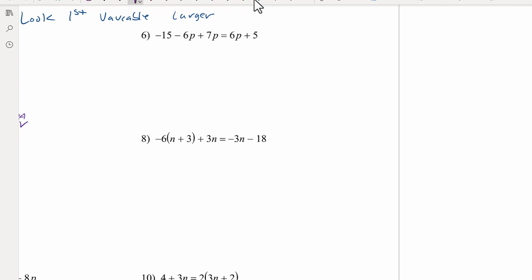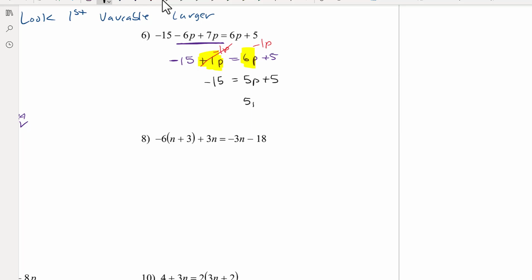All right. So let's see what we have here. First, we need to combine like terms. So now you have -15 plus 1p is equal to 6p plus 5. Well, notice the 1p is smaller, so I'm going to subtract the 1p, and we're going to put the variables on the right side, even though our brains don't always love that. Our brains kind of like to have the variables on the left side. 6p subtract 1p is 5p.